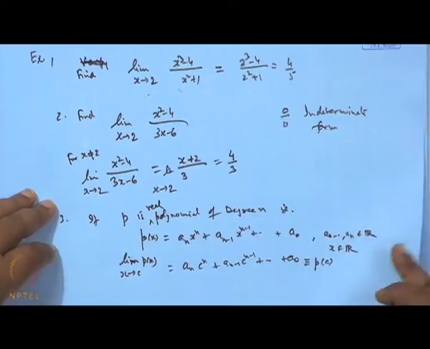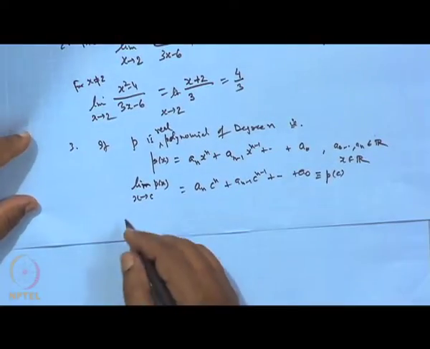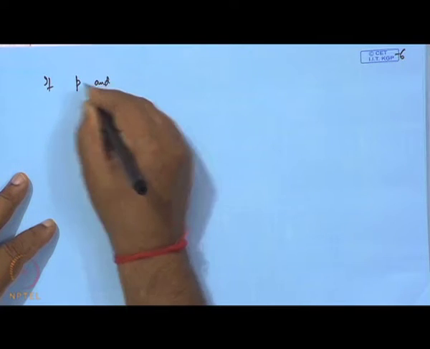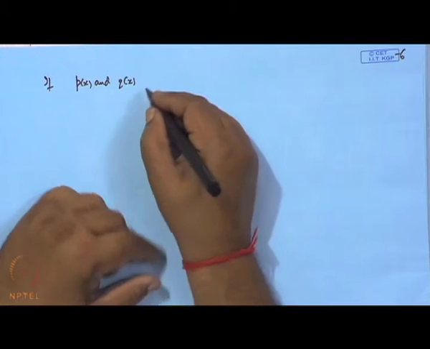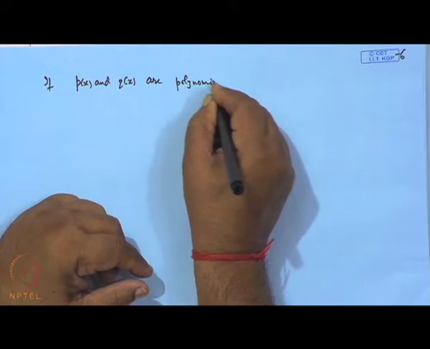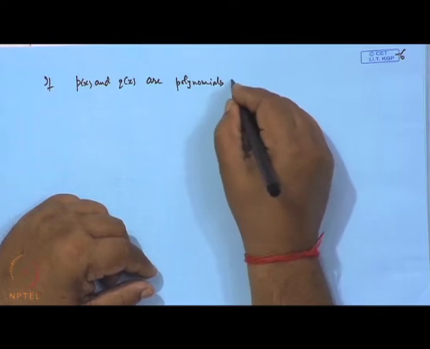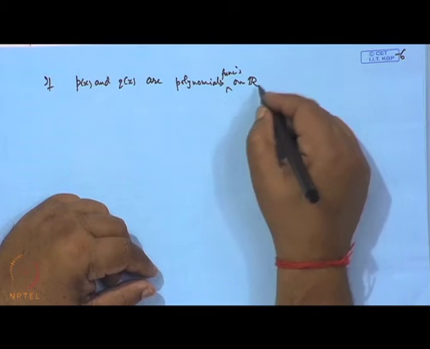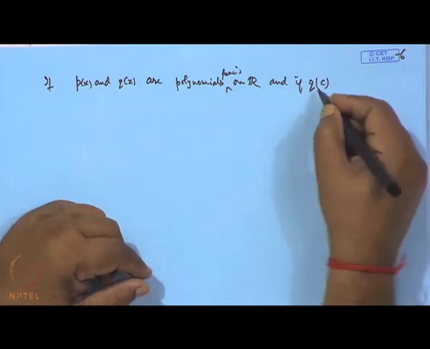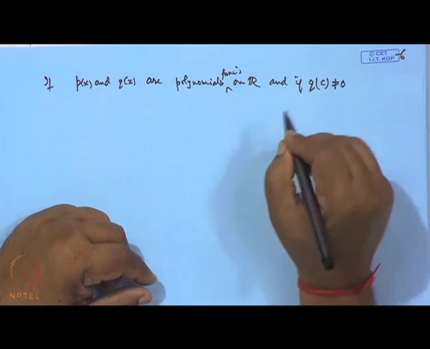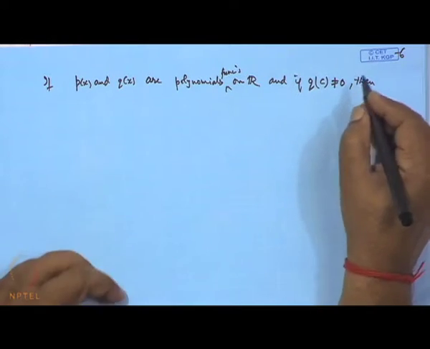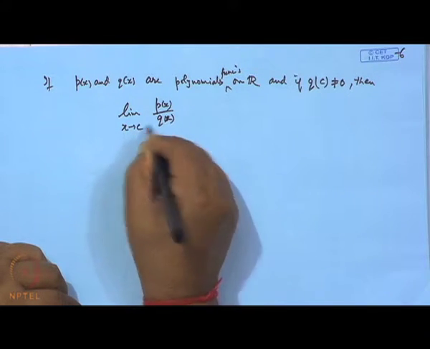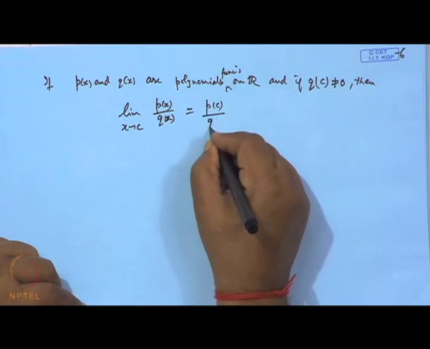Then suppose we have two polynomials p(x) and q(x). If p(x) and q(x) are polynomial functions on R, and if the polynomial q at the point c has a value different from 0, then the limit of this ratio p(x) over q(x) when x tends to c is equal to p(c) over q(c). Okay.